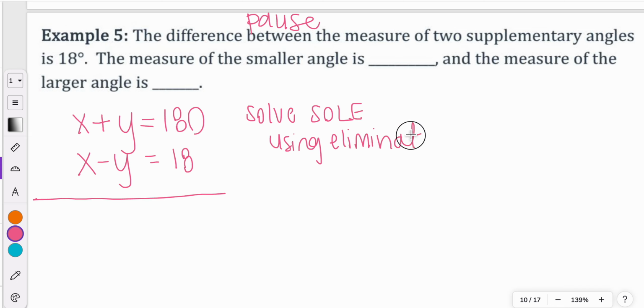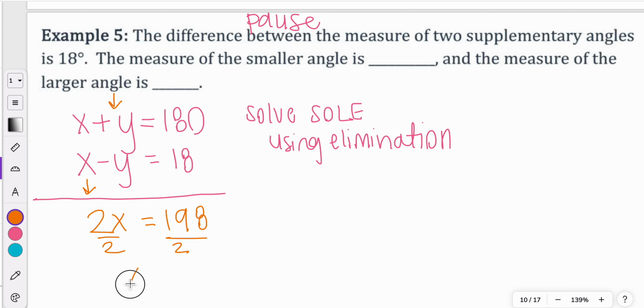Elimination just means I can set them up just like this, one right on top of the other, and I'm noticing that y's can cancel out. So plus y and minus y cancel out, but these x's can be added together to be 2x, and 180 plus 18, I can get 198 for that. Solving for x, divide both sides by 2 so that x is equal to 99.